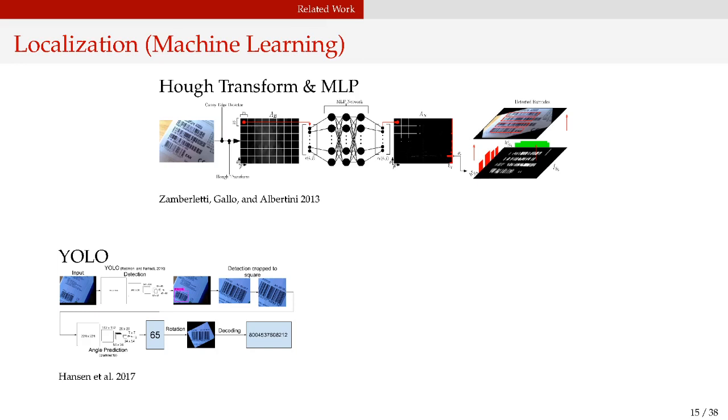Hansen et al. introduced a barcode detection approach based on the You Only Look Once, short YOLO, detector, which provides axis-oriented bounding boxes that describe the location of the detected object. They also provide angle prediction for the detected barcode, but limited the localization to the axis-oriented bounding box. We actually take this idea of YOLO as a detector, but we find a complete segmentation of the barcode.